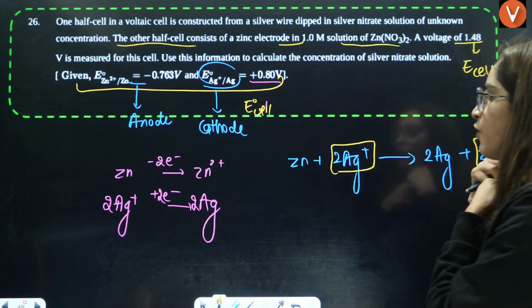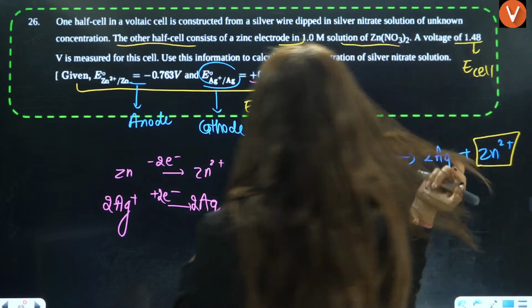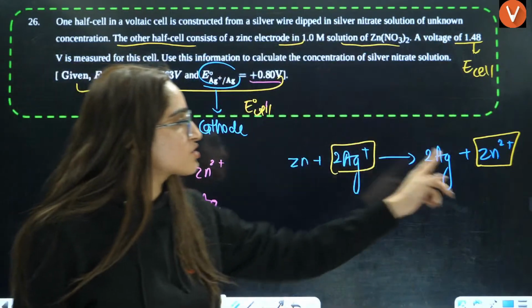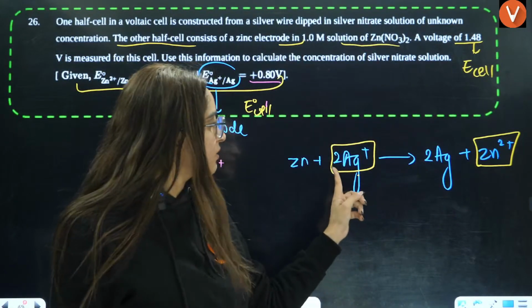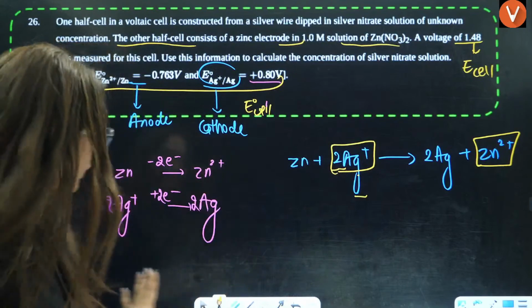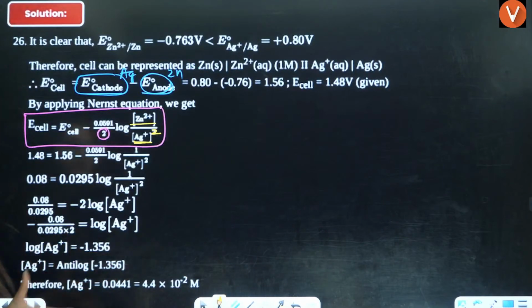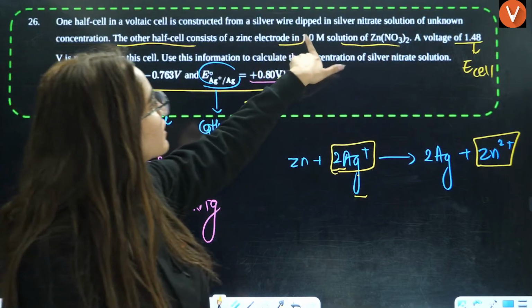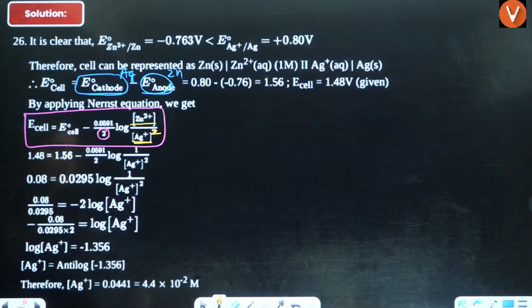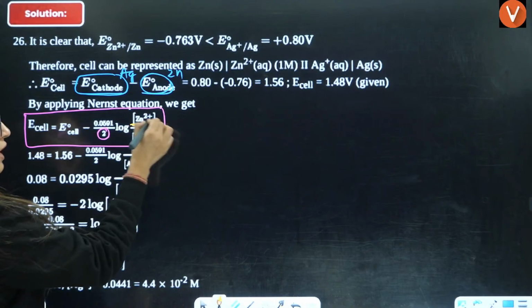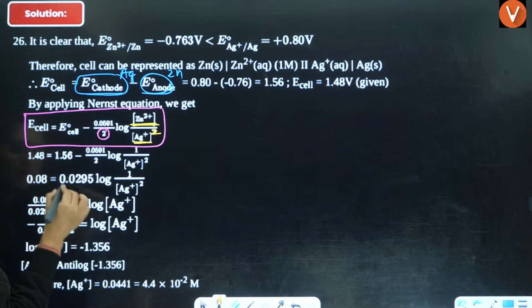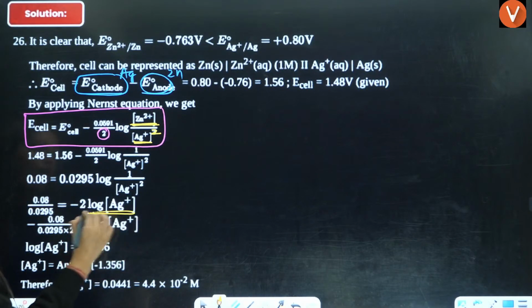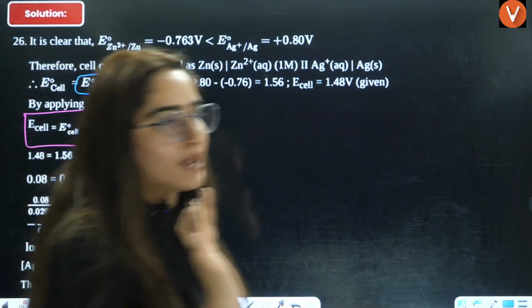Yes. So now here you can see this is oxidation by reduction. That is, this is the oxidation part divided by the reduction part raised to the power of the stoichiometric coefficient. That is how you use the equation, right? Zn2 positive is given to you, that is 1 molar. So I'll just put the value here. Zn2 positive is 1 molar. Okay, so I'll put everything here. You will get the value of log Ag positive that you have to calculate here.